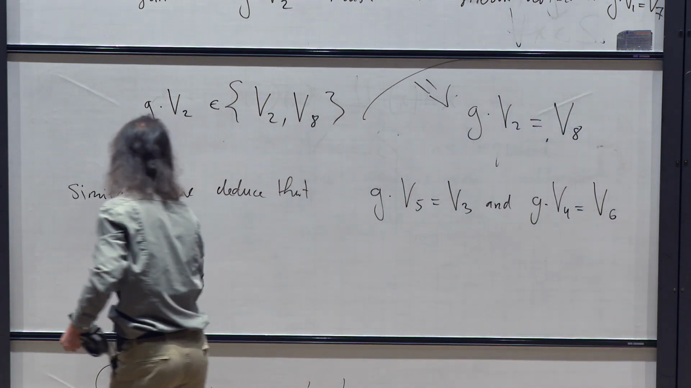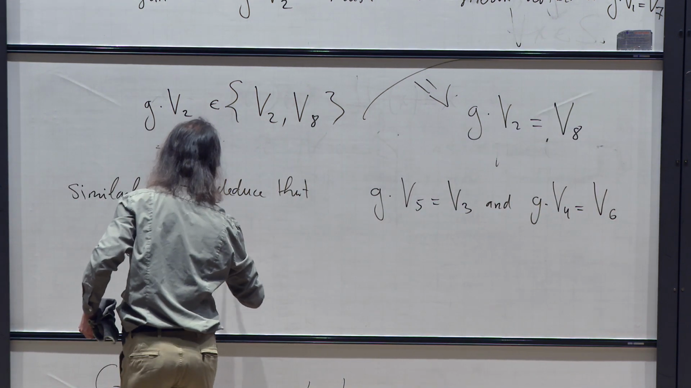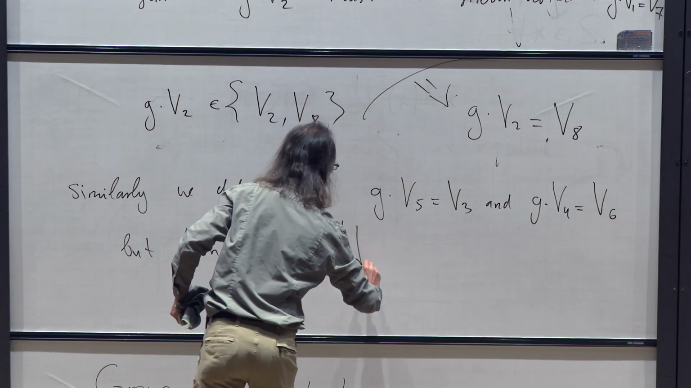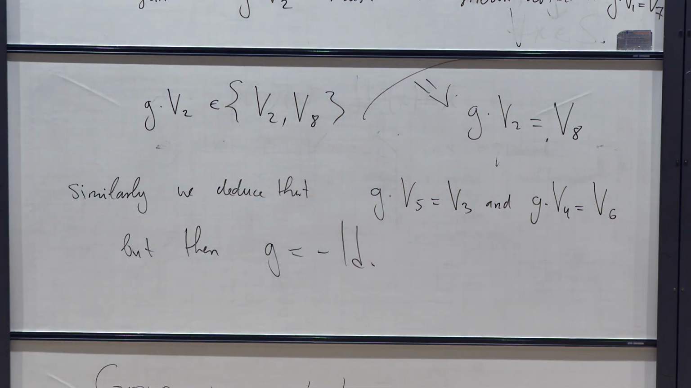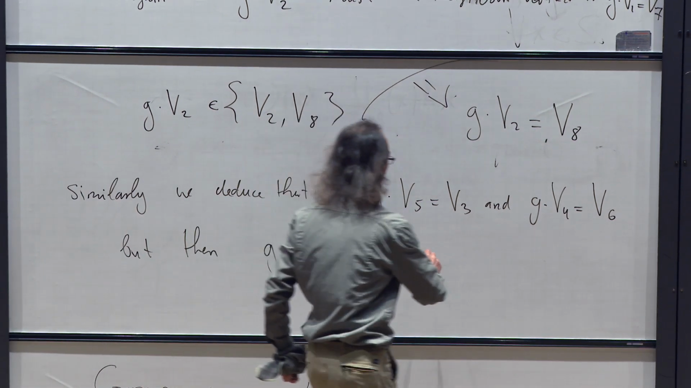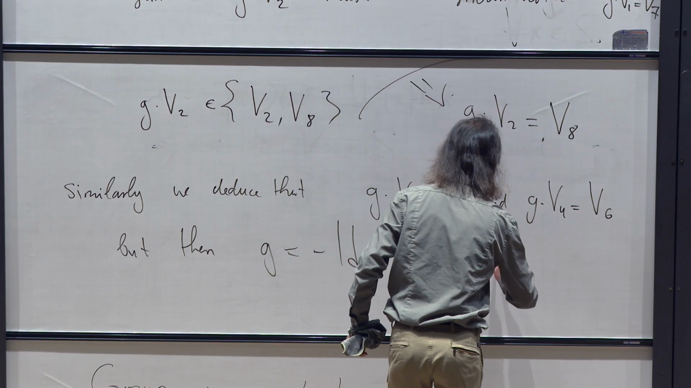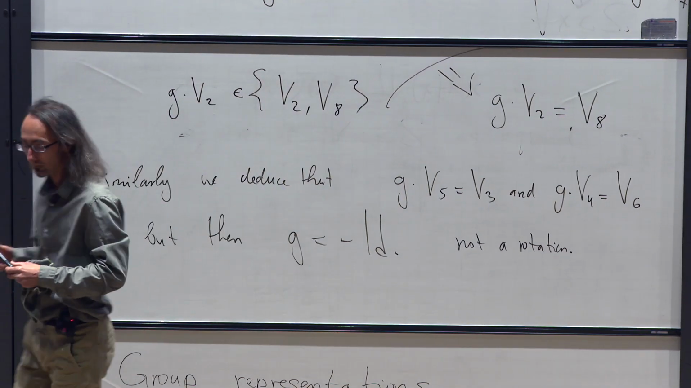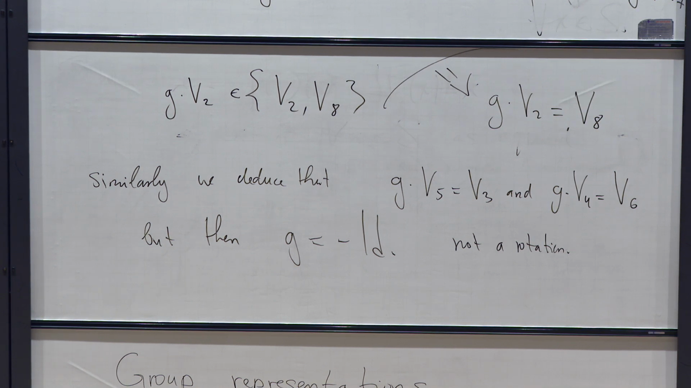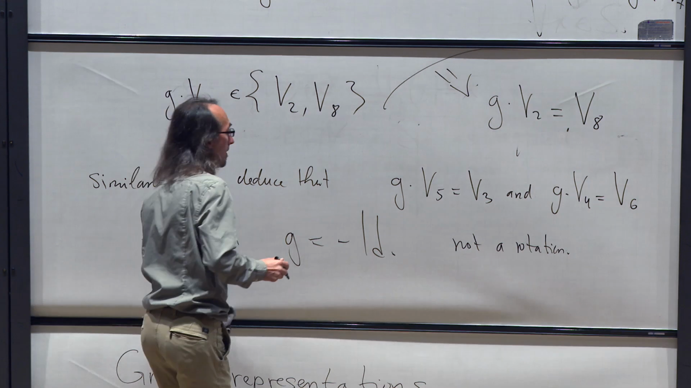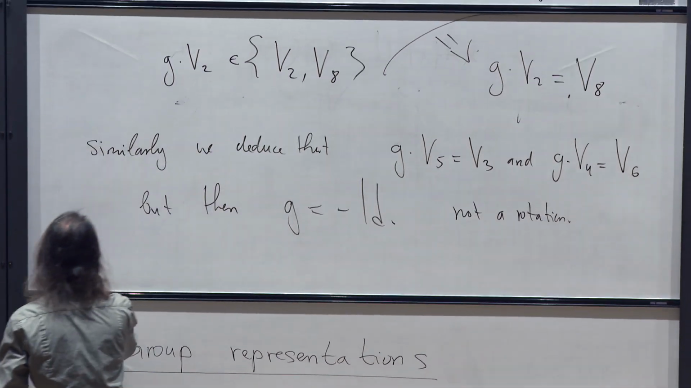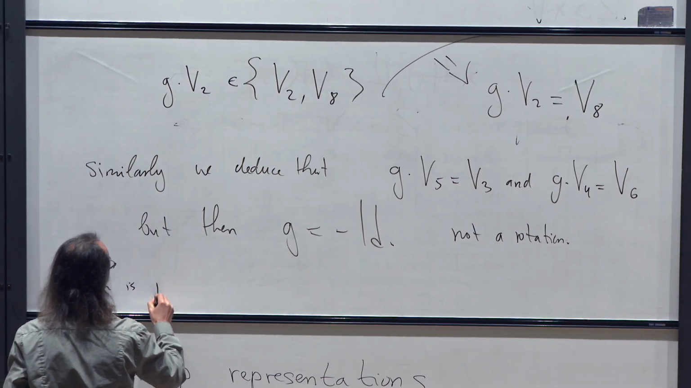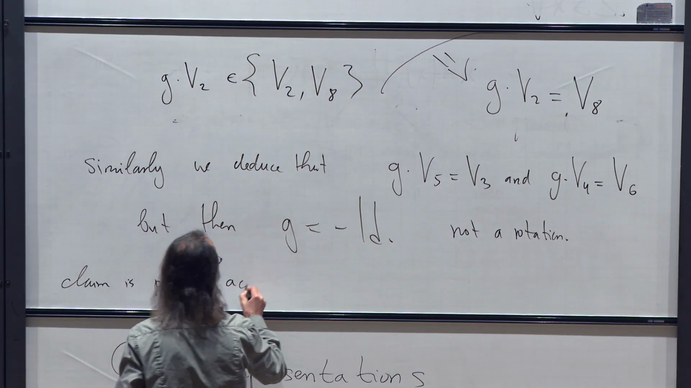But then G is the minus the identity linear operation, right? It sends each vertex to its opposing vertex, but this is not a rotation. So there is no such rotation that does this. Okay, so this proves the claim. Claim is proved. Action is faithful.